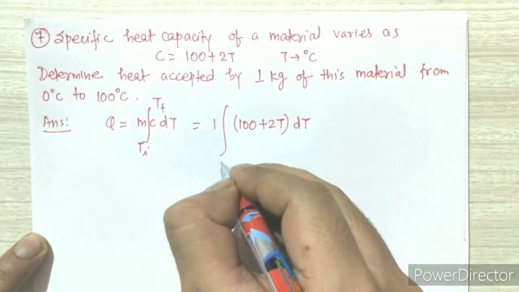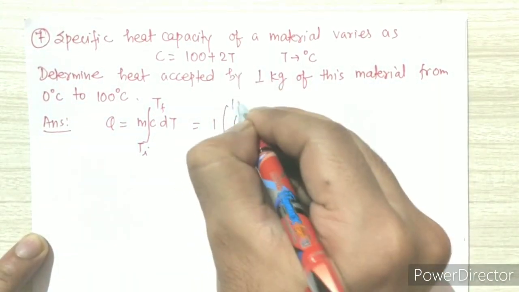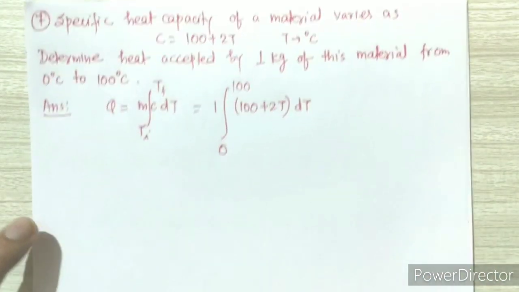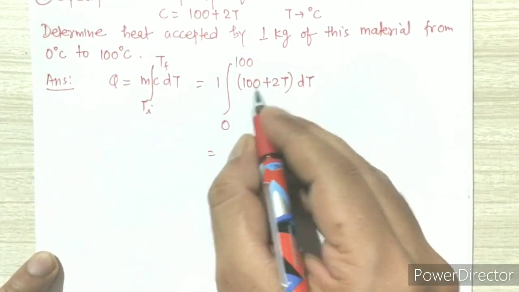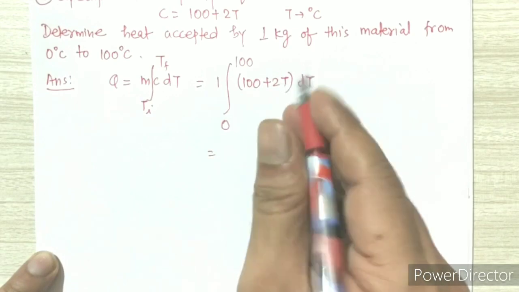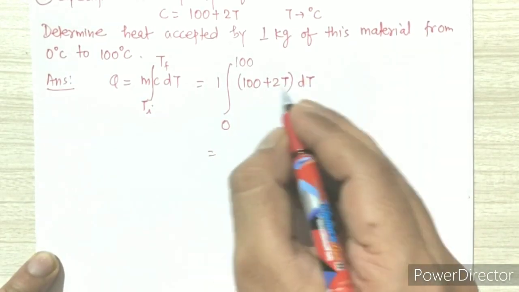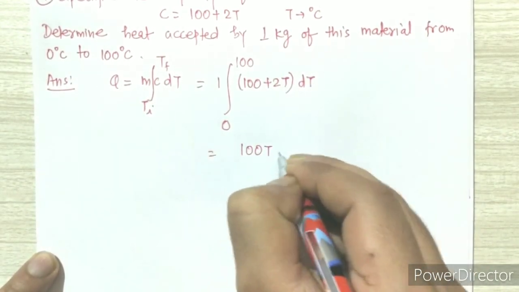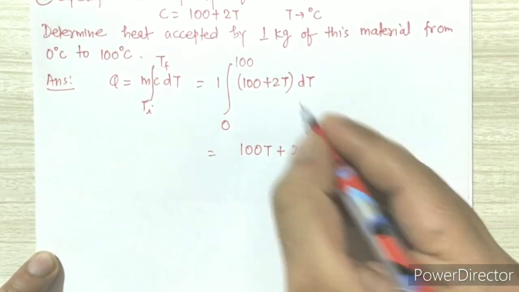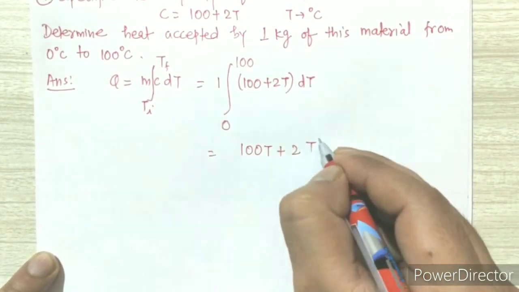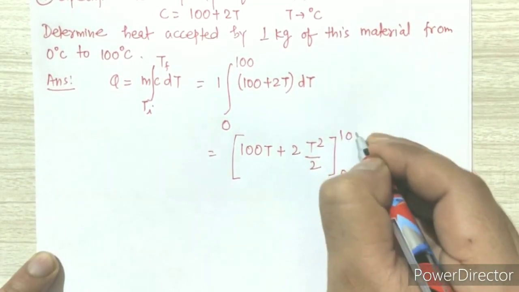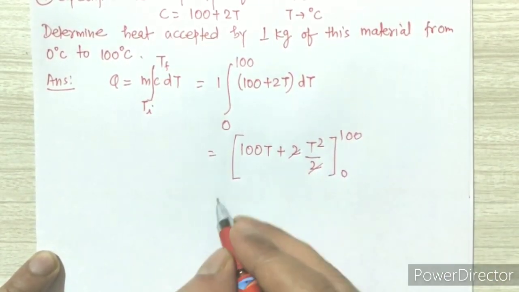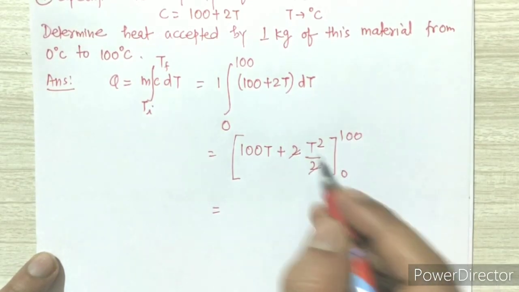Mass is given as 1 kg and C is given as 100 plus 2T, dT. What is the initial temperature? 0 degrees Celsius, and the final temperature is given as 100 degrees Celsius. Now we just need to integrate this to get the final desired result. So just use the integration method. 100 dT will become 100 into T, and 2T will become T square by 2, from 0 to 100. The 2 will cancel out.